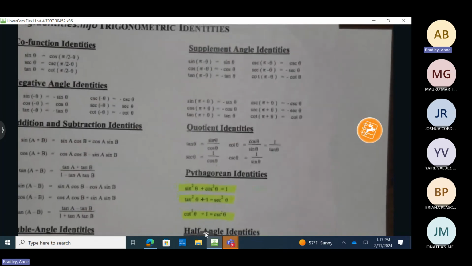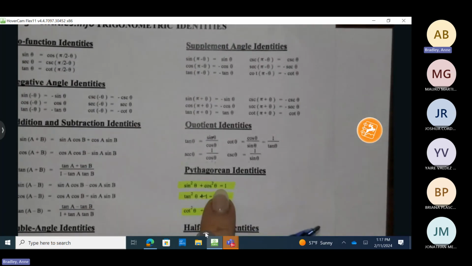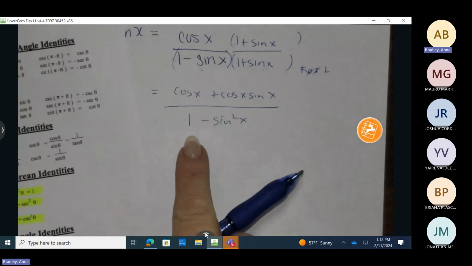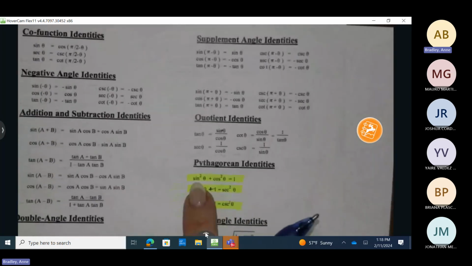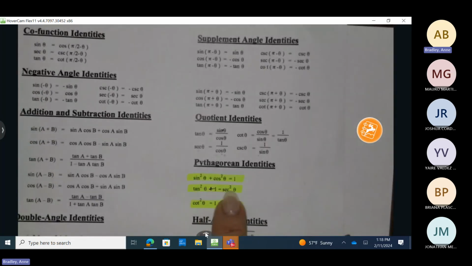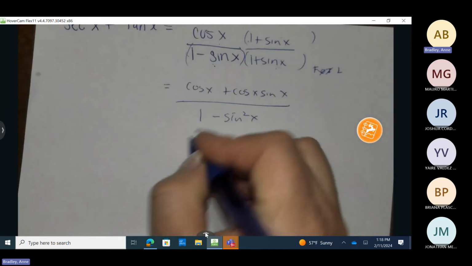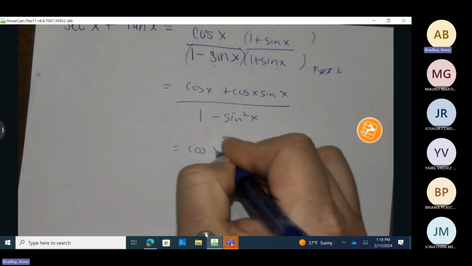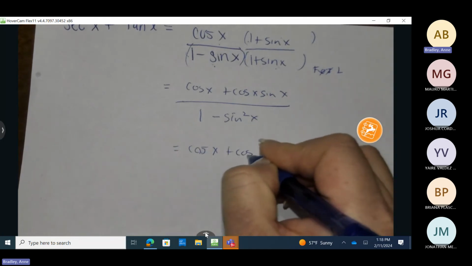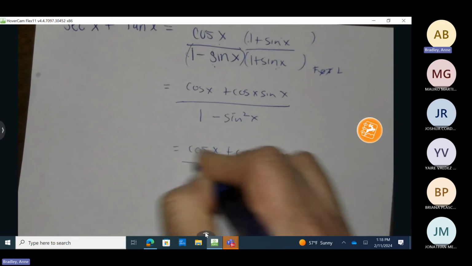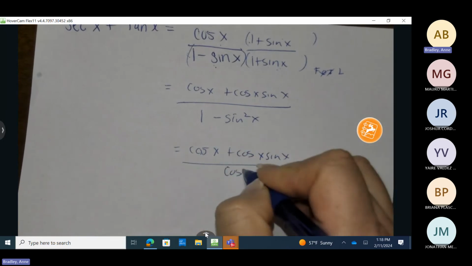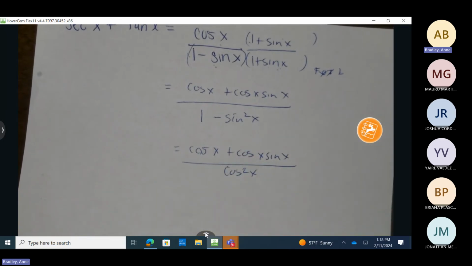So I'm going to come back over here. And how could I rewrite this first identity to equal 1 minus sine squared? Well, I'd have to take this sine squared and move it to the right-hand side by subtracting, because opposite of positive is a negative. So 1 subtract sine squared would be equivalent to cosine squared. I'm going to rewrite this as cosine of x plus cosine of x sine of x all over cosine squared x. I don't want to go too fast.